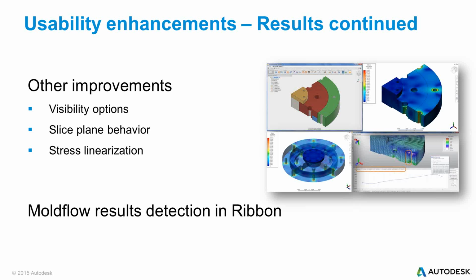Another big improvement, one that's really near and dear to my heart, is the improvements in the stress linearization utility. We've enhanced the stress linearization utility to report the primary membrane stress, primary bending stress, and the sum of the two, the primary membrane plus the primary bending. And we now output these based on the von Mises stress combination method as well as the maximum shear stress method.